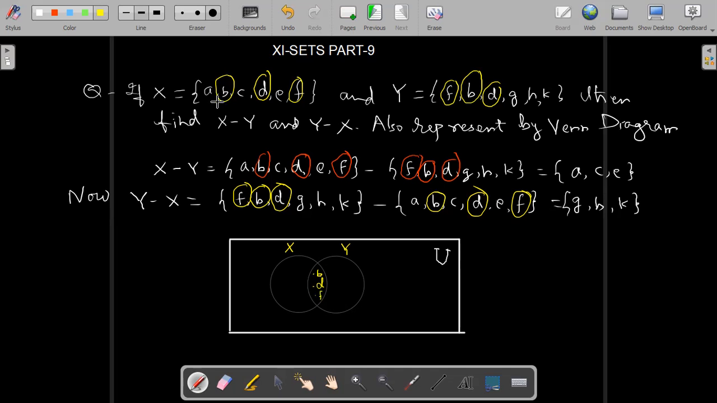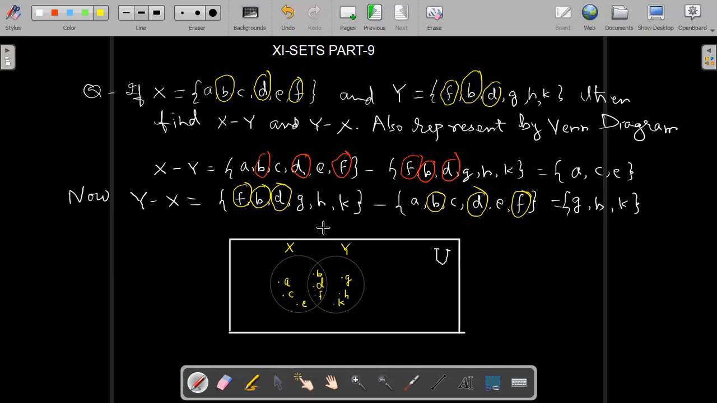Then what are the left out elements in set X? A, C, E. So anywhere we can write A, C, E. This is A, here C, and here we can draw E. Similarly, here G, H, K are left. So G, H, and K. So this is the Venn diagram.